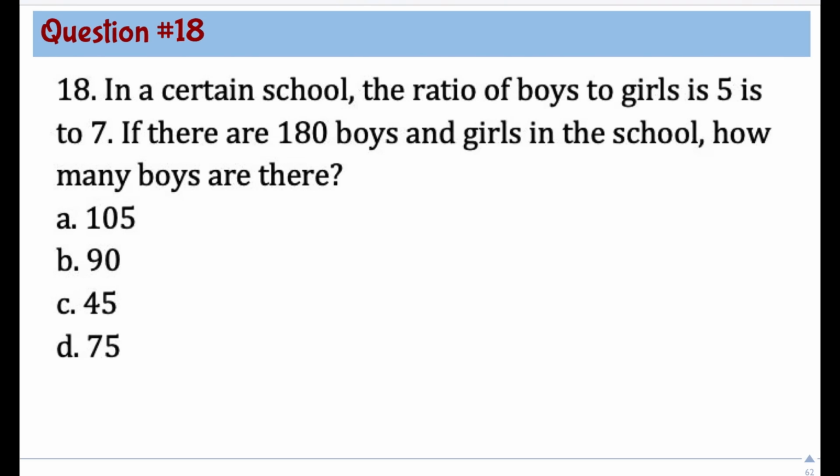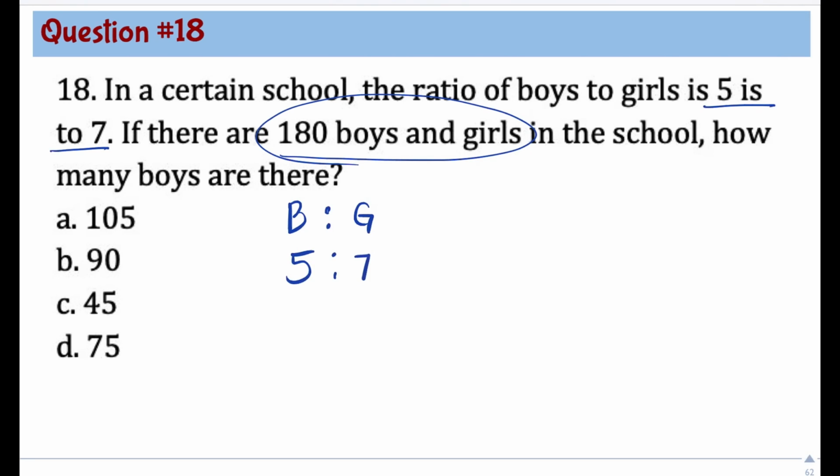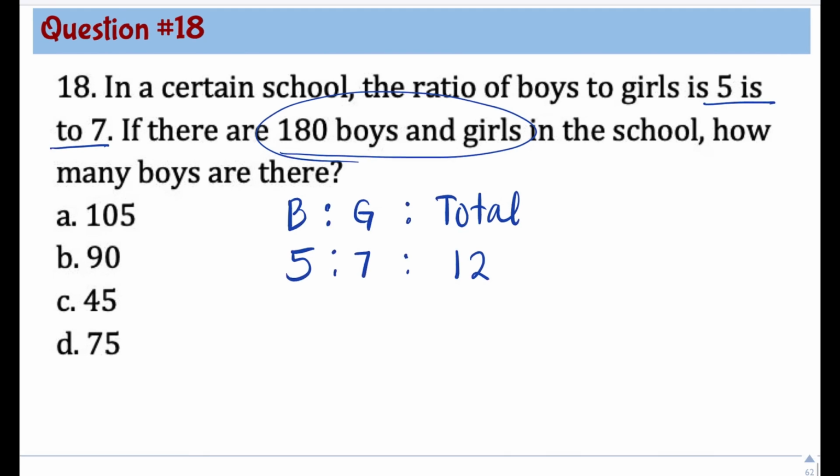Question number 18. In a certain school, the ratio of boys to girls is 5:7. If there are 180 boys and girls in the school, how many boys are there? So for this type of question, first think about the ratio of boys to girls. In this problem, the ratio is 5:7. Now, what's the ratio of this to the total? That means the combination of boys and girls. So if you add the 5 and 7, that's going to be 12 total. The given is also 180 boys and girls combined.